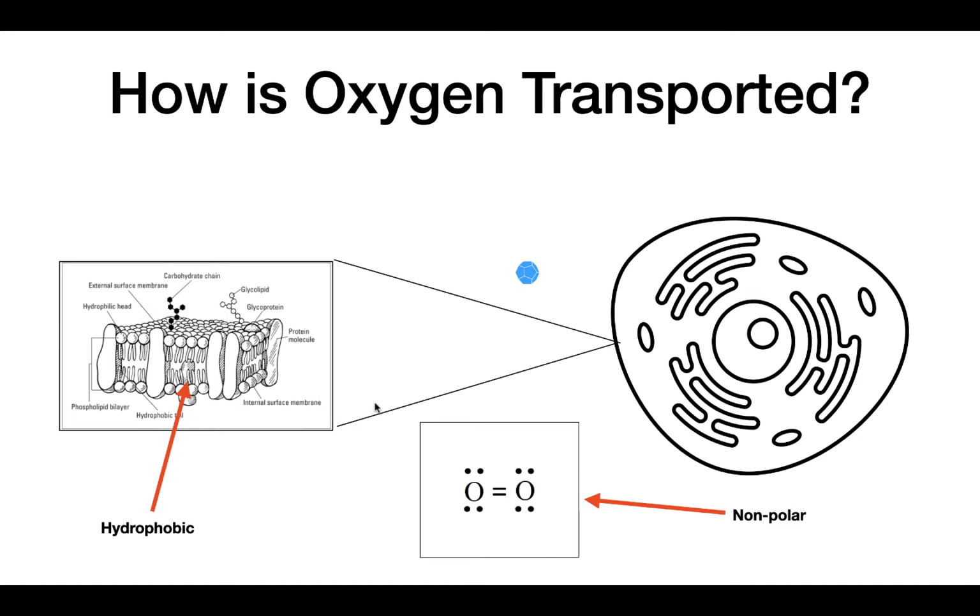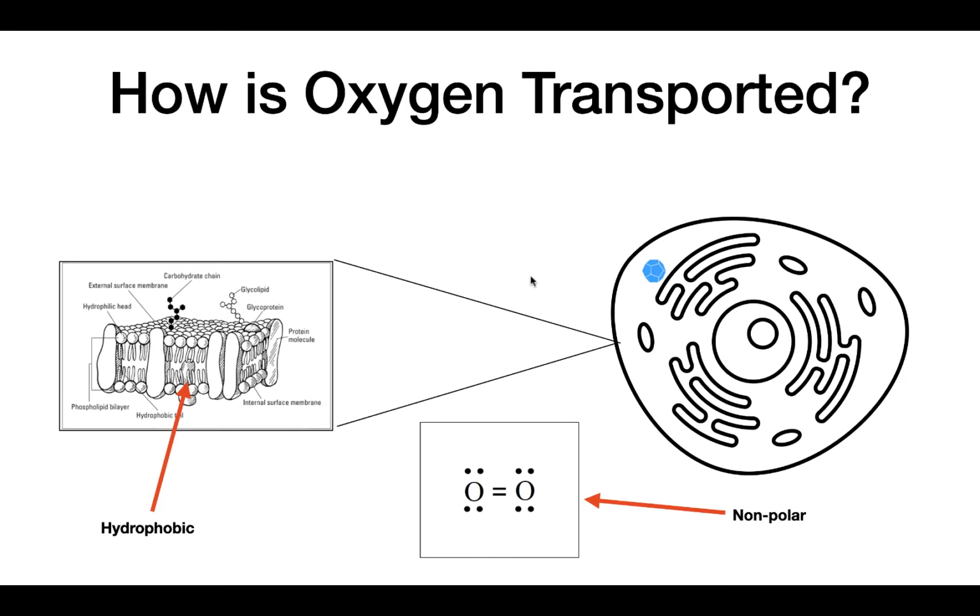So what happens is since oxygen is nonpolar and it's a small molecule, oxygen will simply pass through the plasma membrane. It can pass through without the aid of transporters because it's nonpolar.